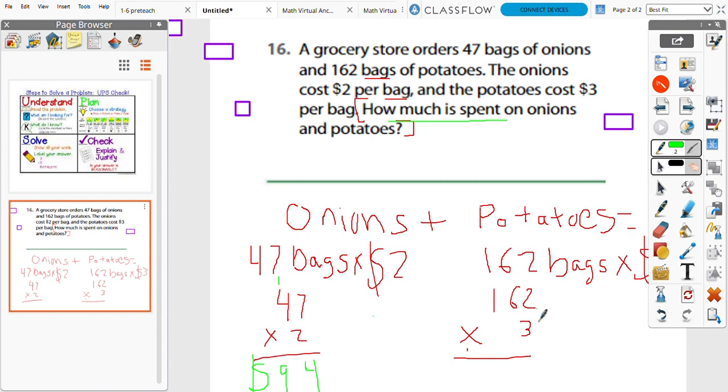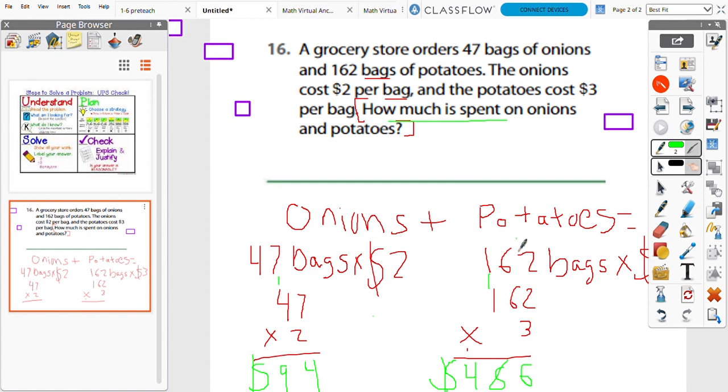And now let's look at 162 times 3. 3 times 2 is 6. 3 times 6 is 18. Carry my 1. 3 times 1 is 3, plus 1 is 4. 486, again, dollars. Terrible dollar sign there. I must be done now. I've figured out my 2 problems, right?